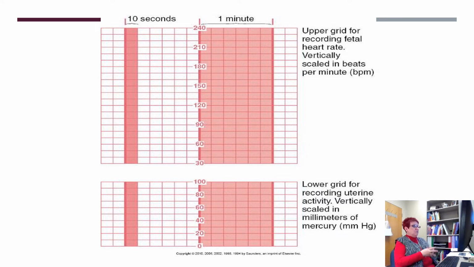And I think I misspoke the other day. I said between the big lines is 5 minutes. It's one. So you can see the upper part of the paper is used to record the fetal heart rate. And it's vertical in beats per minute. And then the bottom part is to record uterine activity vertically scaled in millimeters of mercury, or mmHg. So the top is for the fetal heart rate. As you can see, it goes down to 30 up to 240, and then the intensity of the labor contractions and the timing and the duration can be graphed on this paper from your monitor.